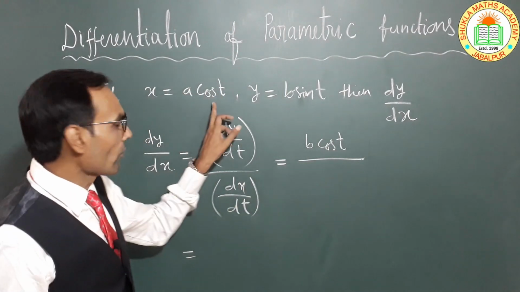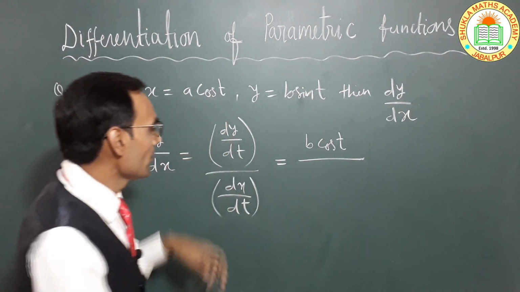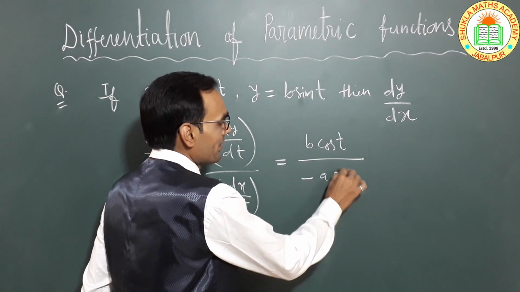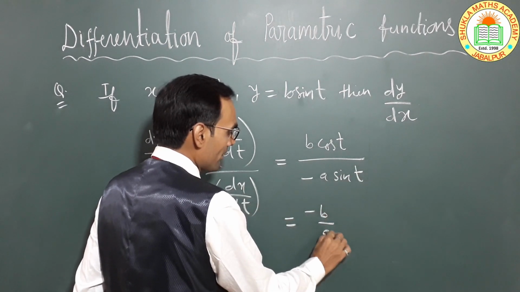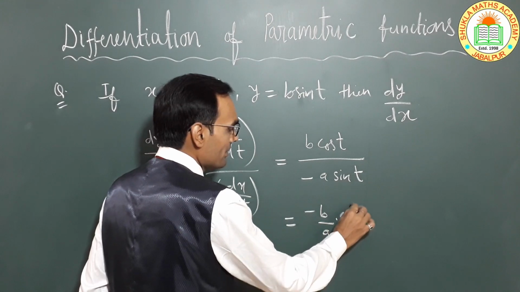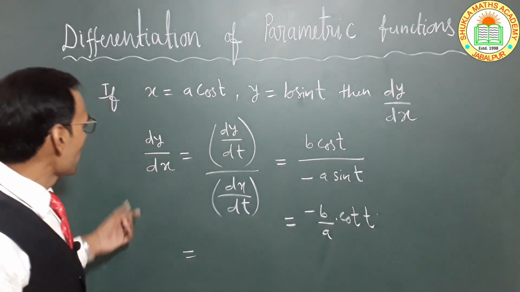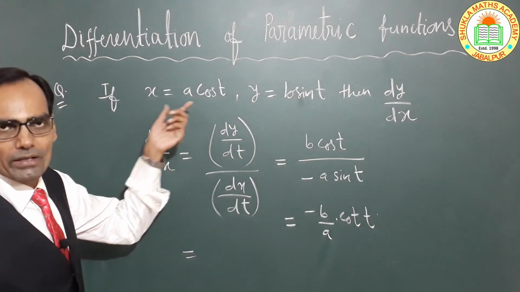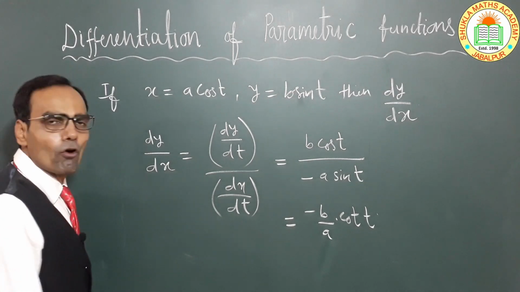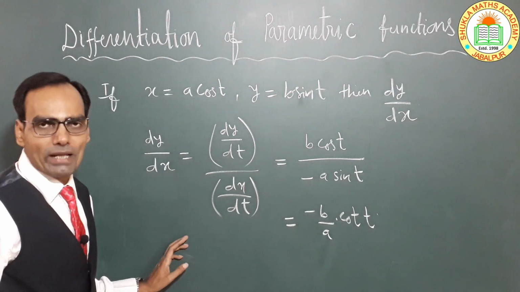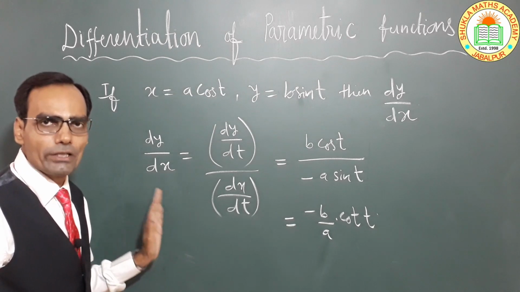Our x is a cos t, and its derivative dx by dt will be minus a sin t. So we get minus b by a, and cos t by sin t is cot t. So the derivative of the given parametric equations is minus b by a cot t. I will take some more examples based on the differentiation of parametric equations.